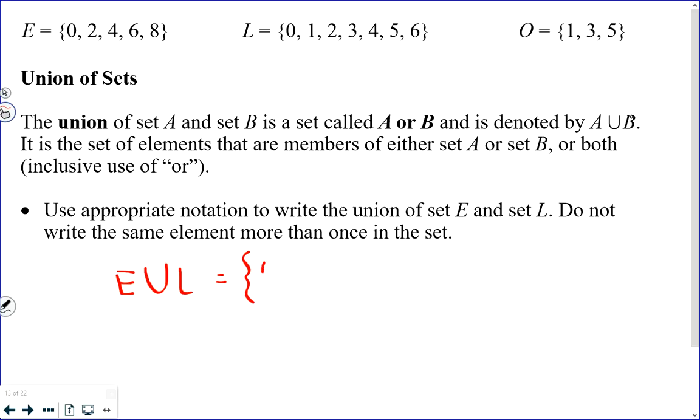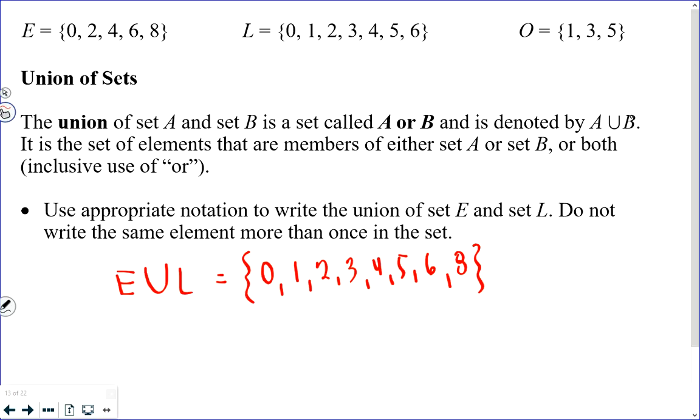So 0 is represented in those sets, in both sets. But we include it because it's in at least one of them. We include 1 because it's in a set. We include 2 because it's in a set. 3, 4, 5, 6, and 8. So why are we including 8? Because it is in set E. Why are we including 1? Because it is in set L. Why are we including a number like 2? Because it's in both sets. It has to be in one or the other or both.